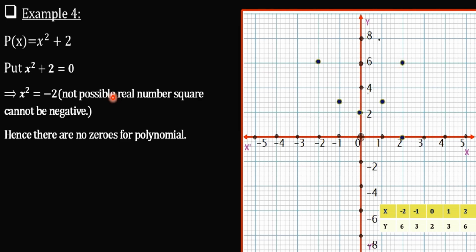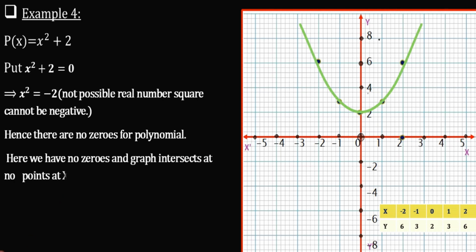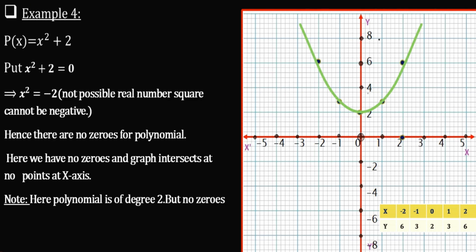It is coinciding here. On drawing the graph, we will get a graph like this, which is not intersecting the x-axis, that is, it is not meeting any point on the x-axis. So what we can conclude here is that we have no zeros and the graph intersects at no points on the x-axis. Here the polynomial is of degree 2 but has no zeros. That is, if a polynomial is of degree 2, it can have at most 2 zeros, which means it can have no zeros, or 1 zero, or at most 2. That is, the maximum possible number of zeros is 2.